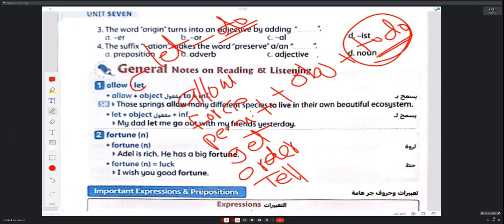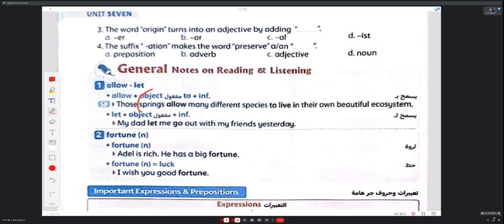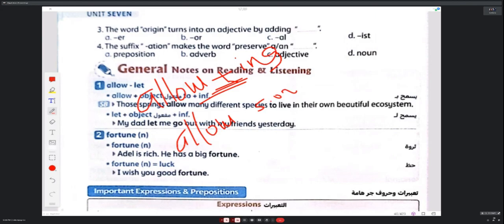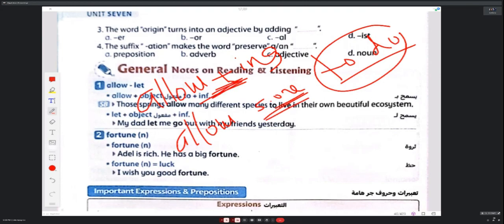Okay. Now, another thing about allow. Allow can be followed by the ing form if we don't have an object. We said a few seconds before, allow someone or something to do something, so we used the full infinitive after the object. We don't have an object here, so the verb plus ing. Allow doing. This is one. This is two.